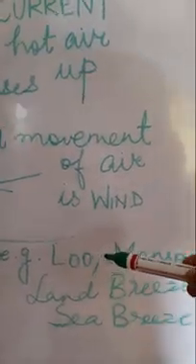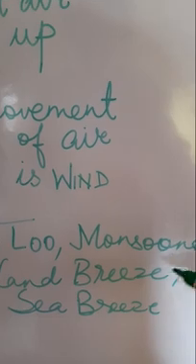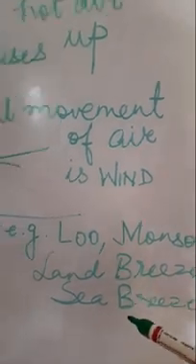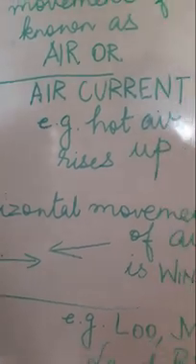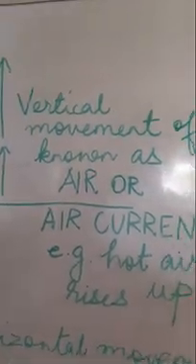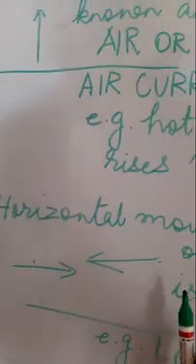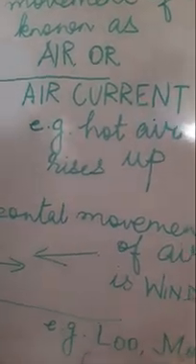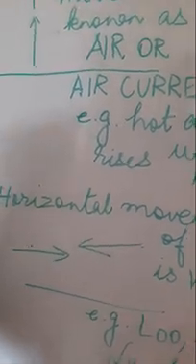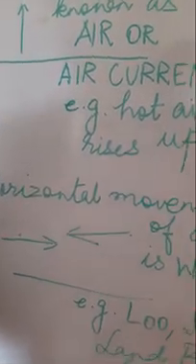For example, Loo is there, monsoons are there, land breeze is there, sea breeze is there. So, when the air just moves horizontally from one place to another, it is known as wind. And when the hot air rises up, it is known as air or air current. And when the movement is from one place to another, it is known as wind. Like the sea breeze blows from sea to land, or land breeze blows from land to sea.